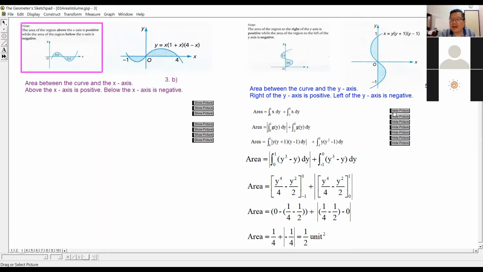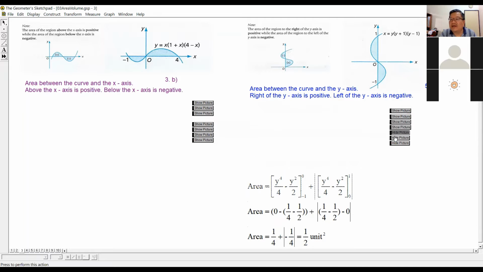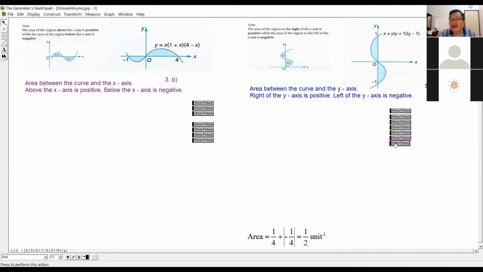Understand? So sometimes the area between the curve and the axis cuts across the axis. So sometimes you have above, sometimes you have below. So the value above the x-axis is positive, and the one below is negative.